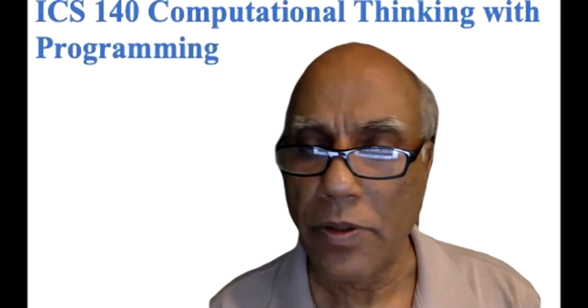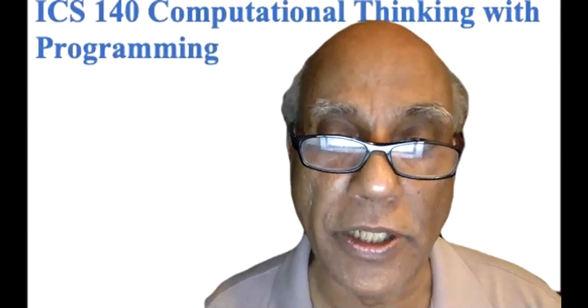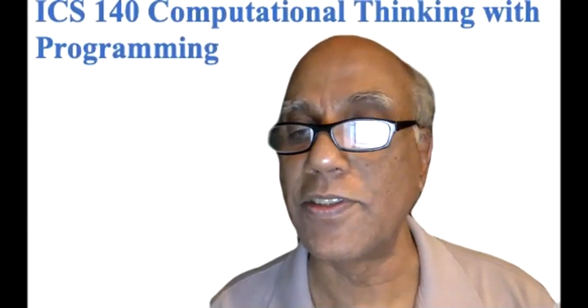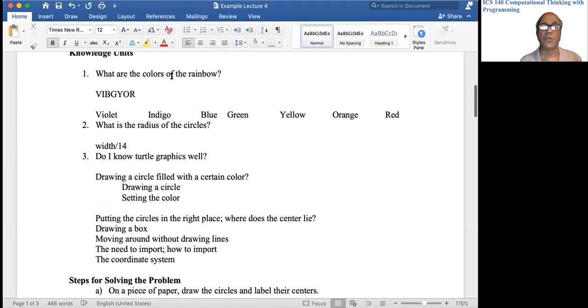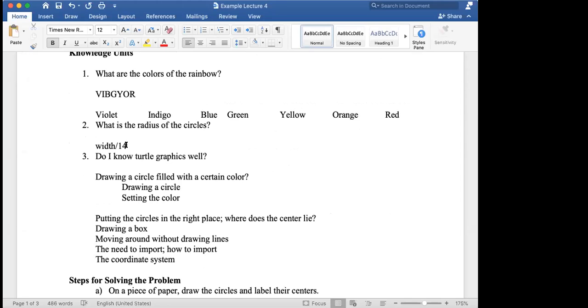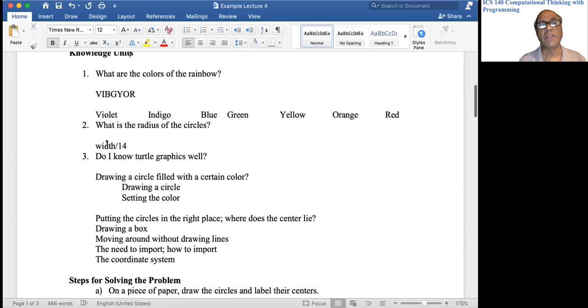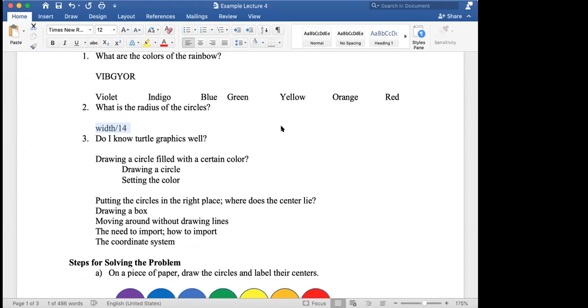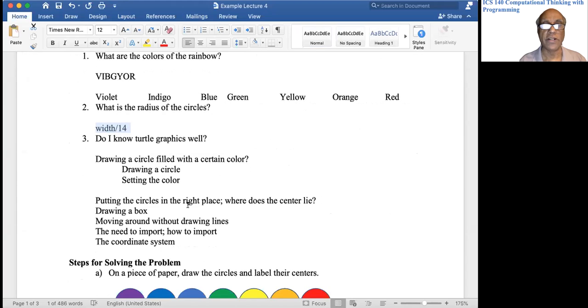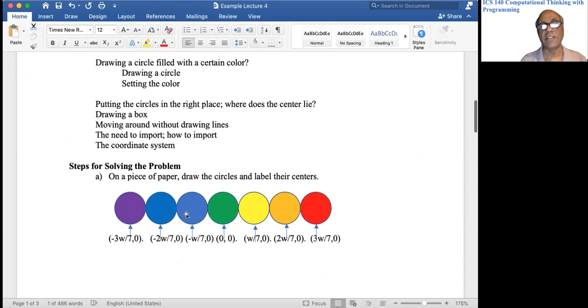Because I think people are just a little bit panicky, you know. Yeah, they would be. I'm not surprised at all when you see such a huge problem, right? So they should know what the colors of the rainbow are. They should know what the radius of a circle should be. It should be width divided by 14. And then somebody is asking for help, I'm going to go there later. So it should appear like this, violet, indigo. Eventually I'll tell them where the centers are going to be and such.